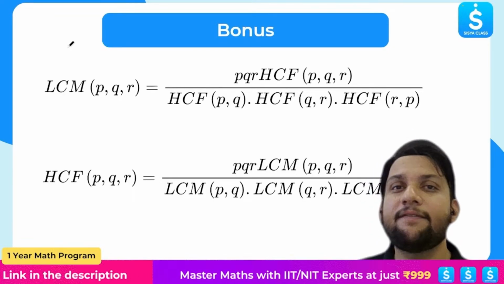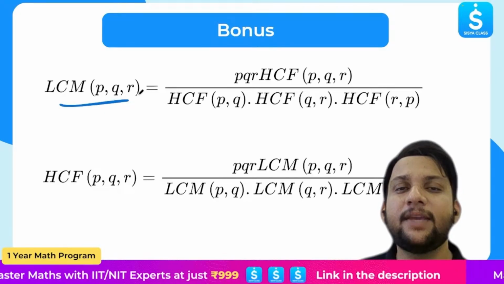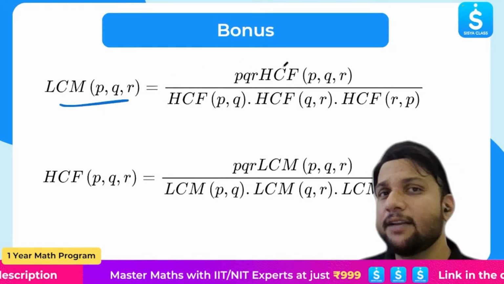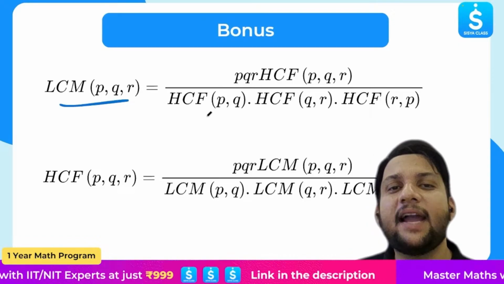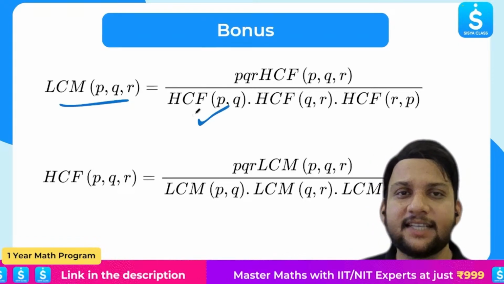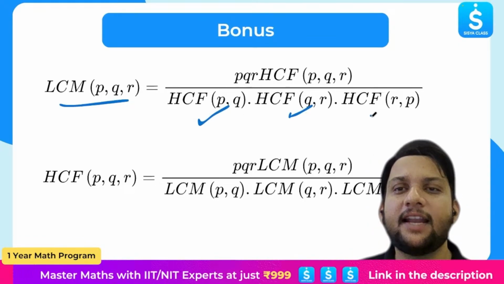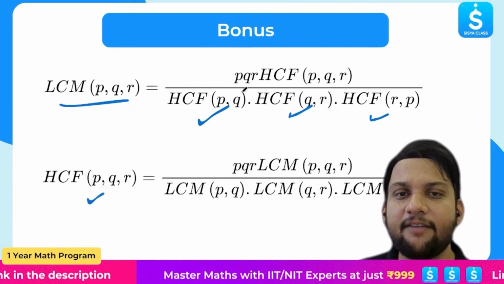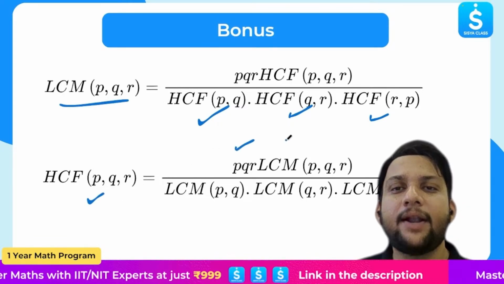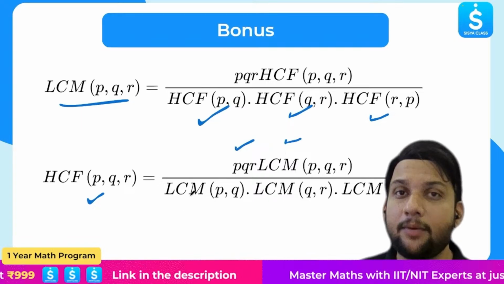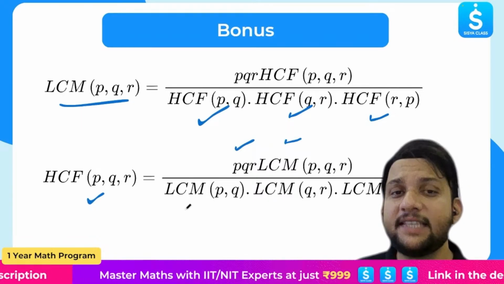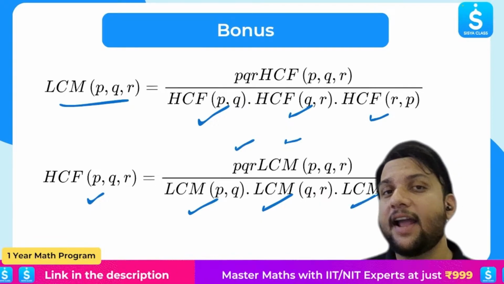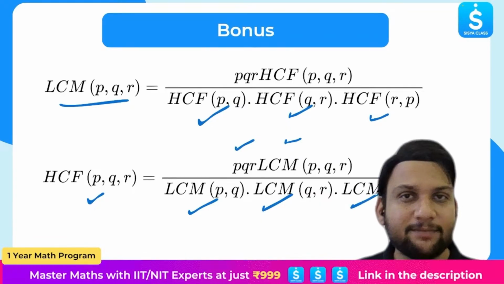For 3 numbers P, Q, R, the LCM will be given by the product of the 3 numbers multiplied by the HCF of the 3 numbers, whole divided by the HCF of 2 numbers taken at a time. That is HCF of P and Q, HCF of Q and R, and HCF of R and P. For HCF, on the other hand, everything will be replaced: PQR multiplied by the LCM of P, Q, and R, divided by the LCM of 2 numbers taken at a time. That is LCM of P and Q, LCM of Q and R, and LCM of R and P. I hope it is making sense.